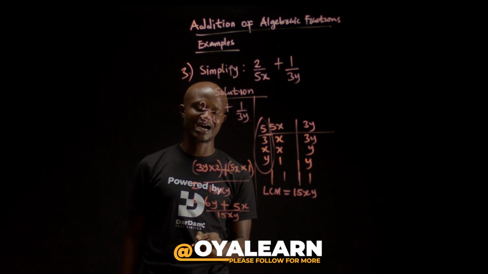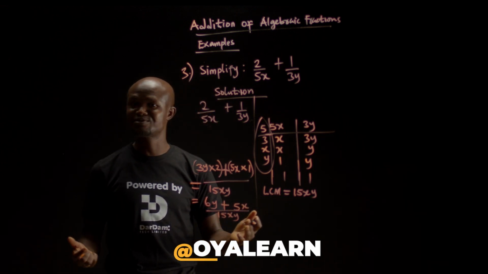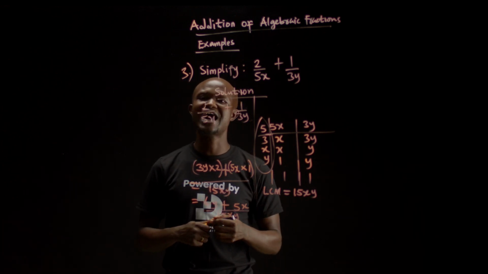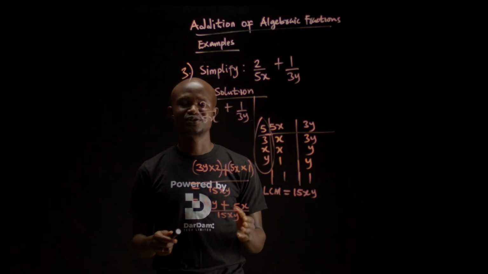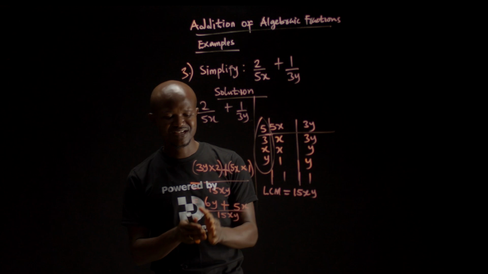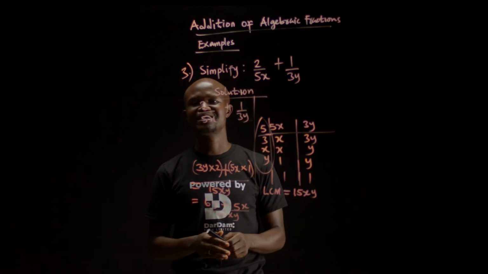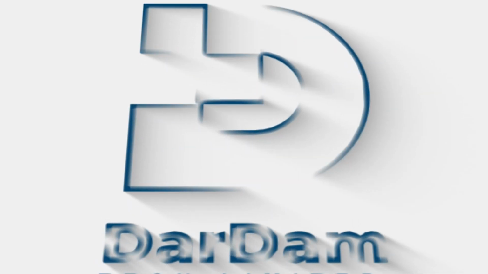So you can see what we are having here. Now, 6y plus 5x, we cannot add them together because they don't have common expressions. So you can't add 6y and 5x. So the answer is 6y plus 5x divided by 15xy. And that is the solution to the problem. Thank you.